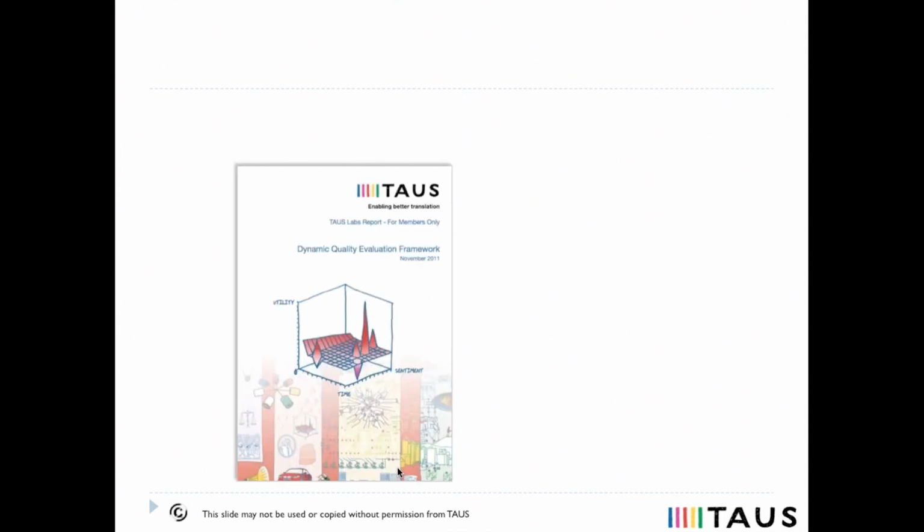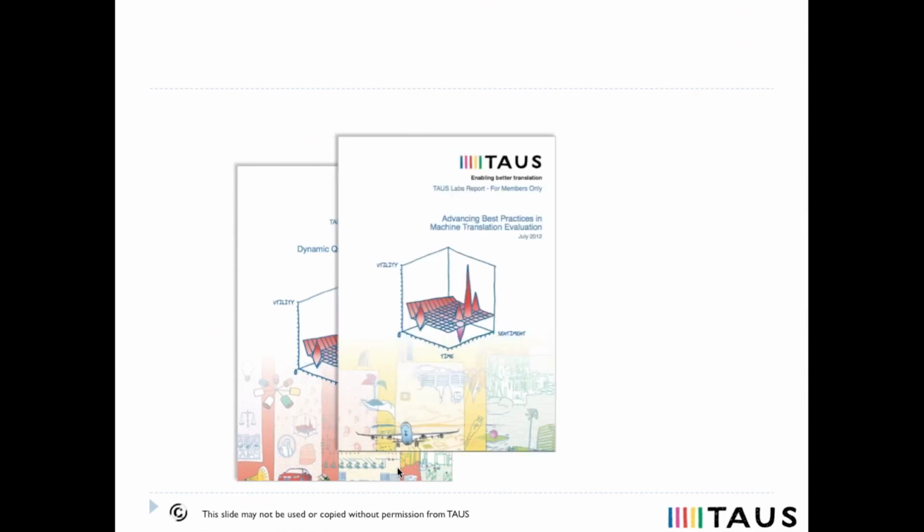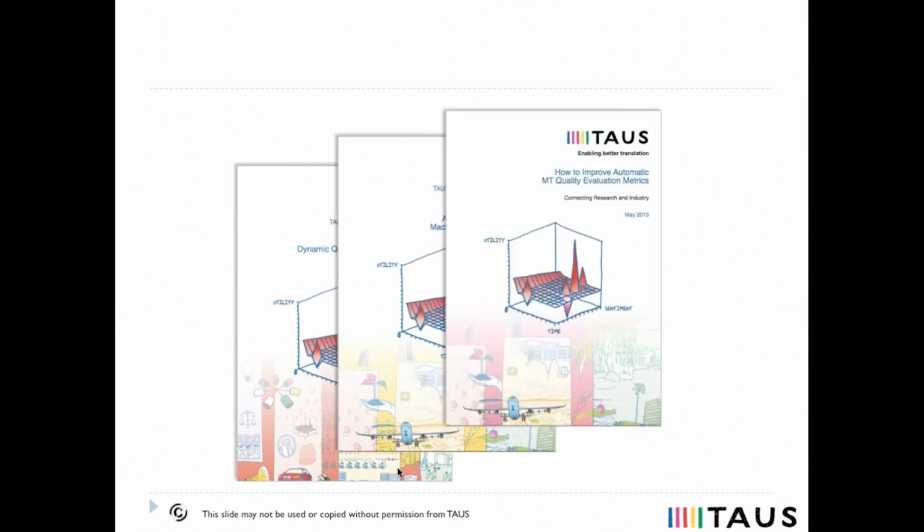3 reports describe the theory behind the framework. This one, which has been available for a long time, published in November 2011, describes the theoretical underpinning of the framework. The second one describes how, by working together, we can advance best practices in machine translation evaluation. And this third report describes how, by bringing the industry together to work on this issue of quality evaluation, we can then in turn also help academia to improve automated metrics in the long run, automated metrics that judge the quality of MT output.